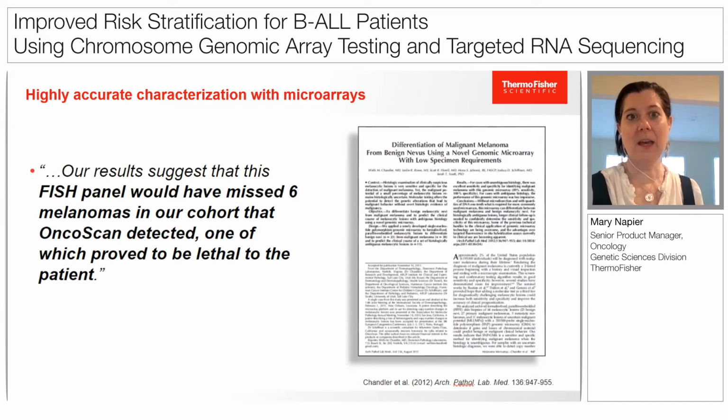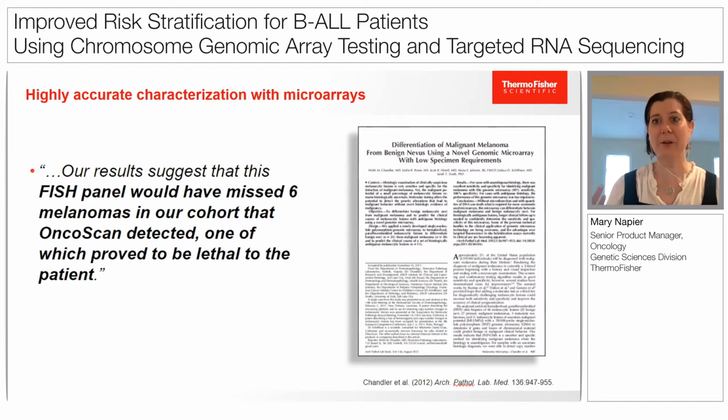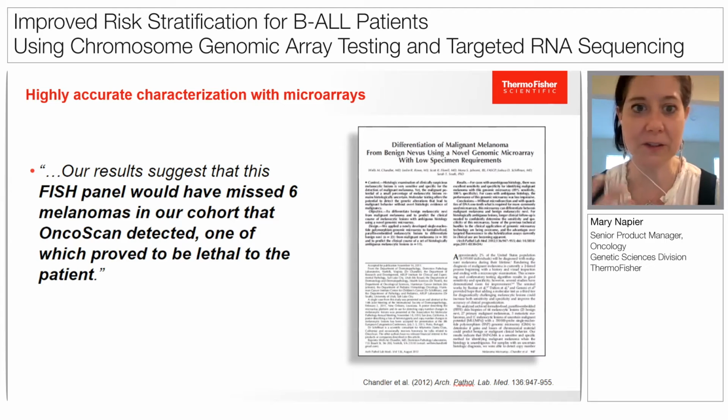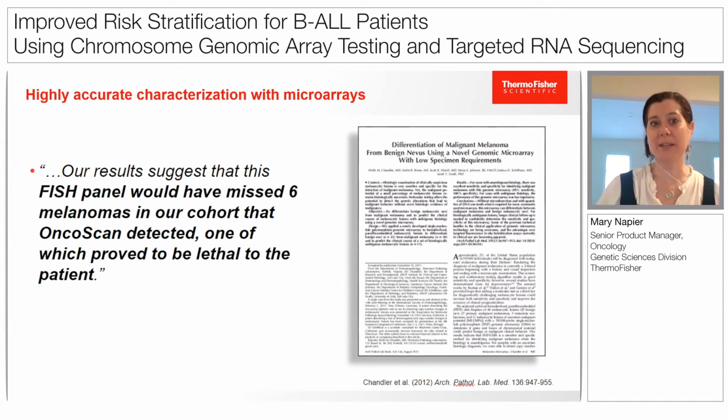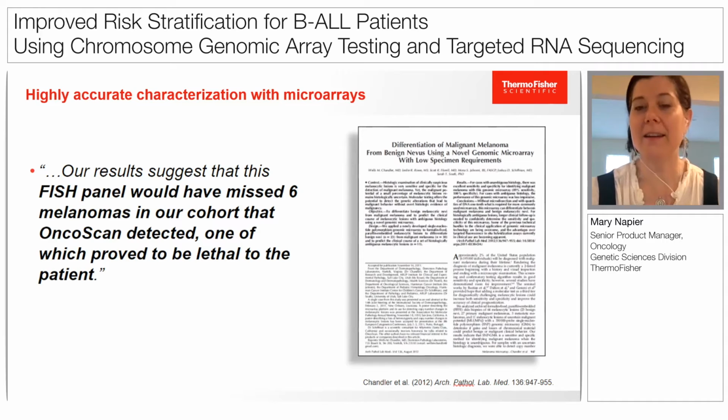So you can see that here's a publication from 2012 where a FISH panel would have missed 6 melanomas in a particular study cohort that OncoScan detected with that use of FFPE and ultra-high resolution copy number.